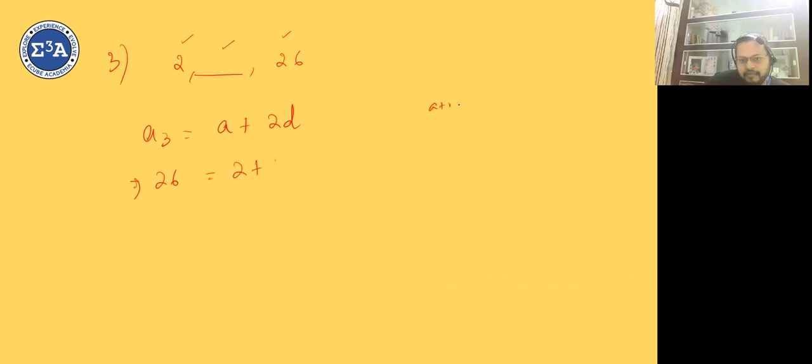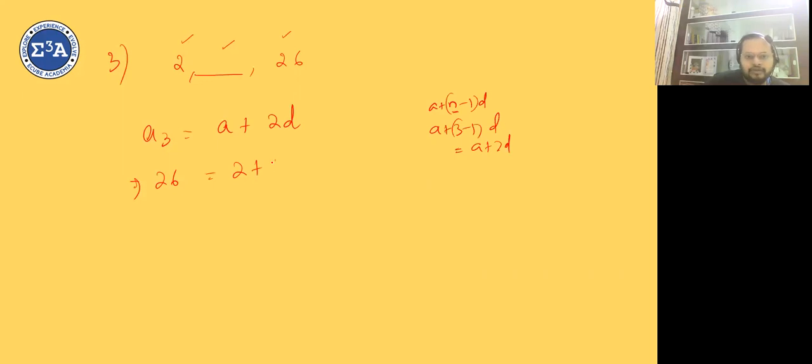Question number 3. In the following AP, find the missing term. 2 is given, 26 is given. This is the first term, this is the second term, this is the third term. So a3 formula we know, a plus 2d. 26 is equal to 2 plus 2d. Where from has this 2d come? a plus n minus 1 into d is the formula, right? n is 3. So a plus 3 minus 1 into d, which implies a plus 2d.